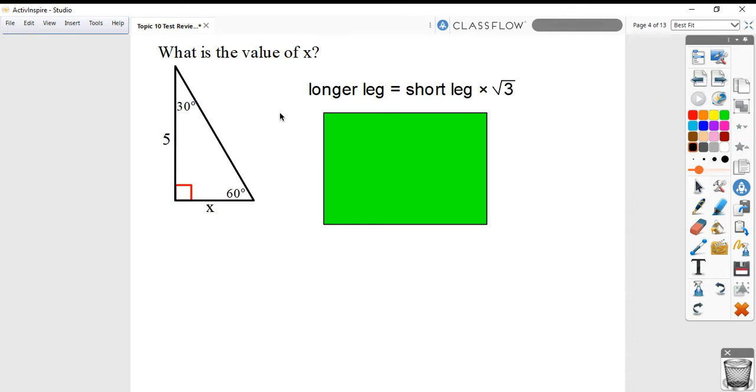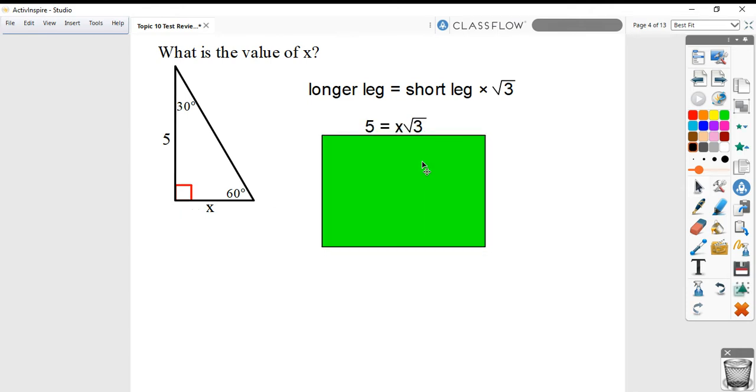Our next problem is another special right triangle, and this is a 30, 60, 90 triangle. This would be something good to add to your cheat sheet, by the way, this relationship right here. The longer leg on a special right triangle is the short leg times square root of 3. So if we're looking at it that way, then the longer leg, 5, equals x times square root of 3, right? Well, we are not interested in x times square root of 3. We want x. That's what the question is asking for. What is the value of x?